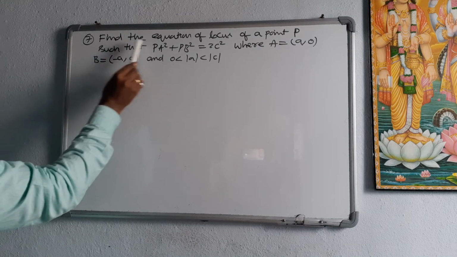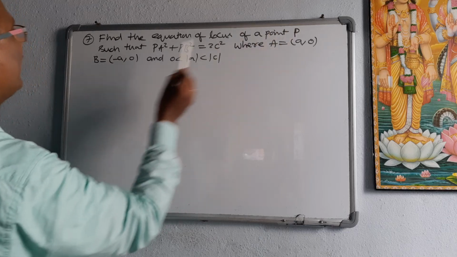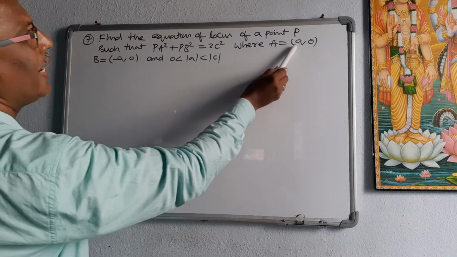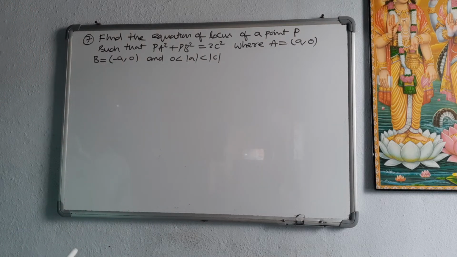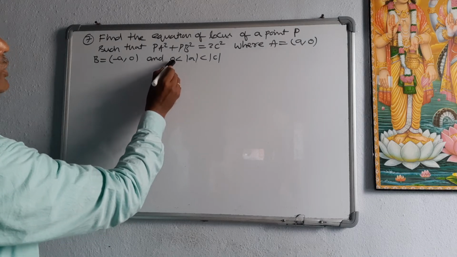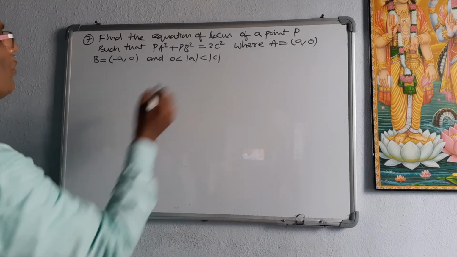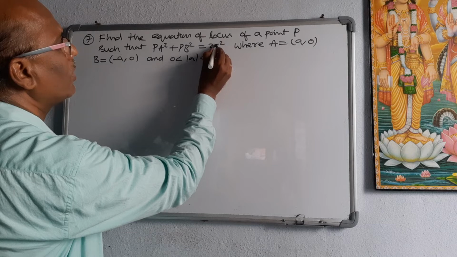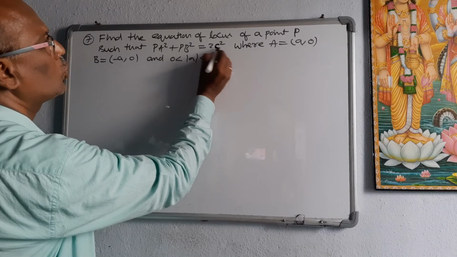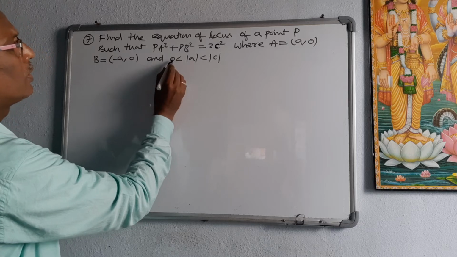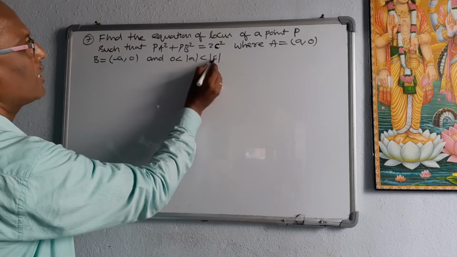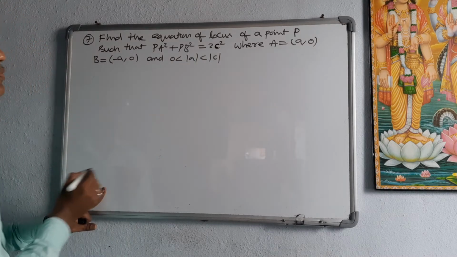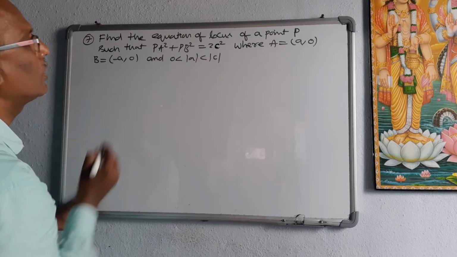Seventh problem. Find the equation of locus of a point P such that PA square plus PB square equal to 2c square, where capital A equal to a comma 0, B equal to minus a comma 0. Some small conditions are given, 0 less than mod a less than mod c. Here the coordinates are always small letters. Here 2c square, this is also small letter 2c square. Here the condition is the value of a lies in between 0 and c.